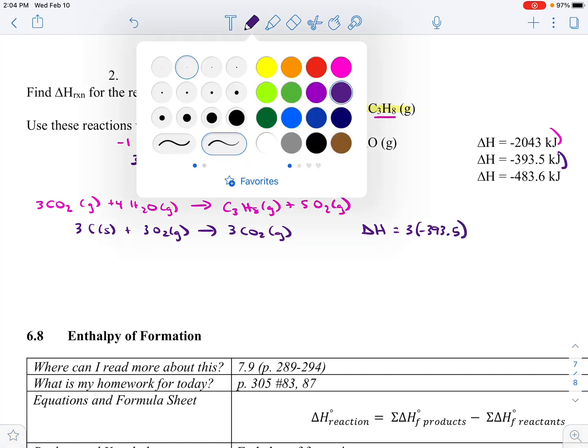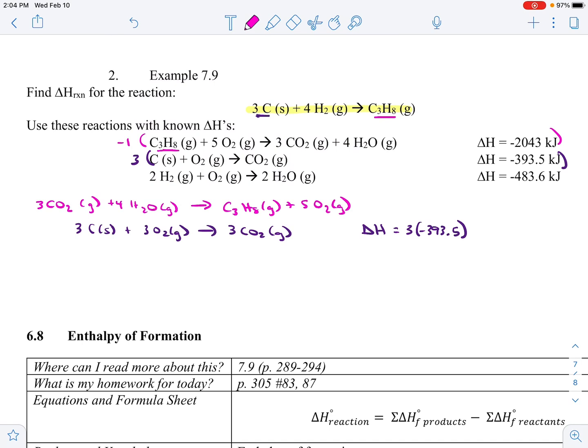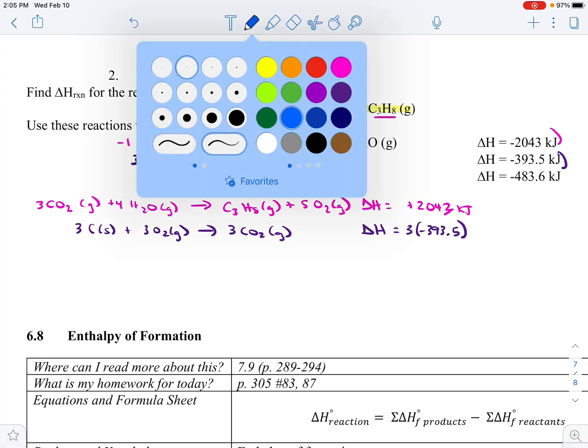Let's go back to pink for just a second. We need to reverse that first reaction, so we're going to have a positive 2043 kilojoules. All right, with me so far? Awesome. Let's do that last reaction and see where we're at.